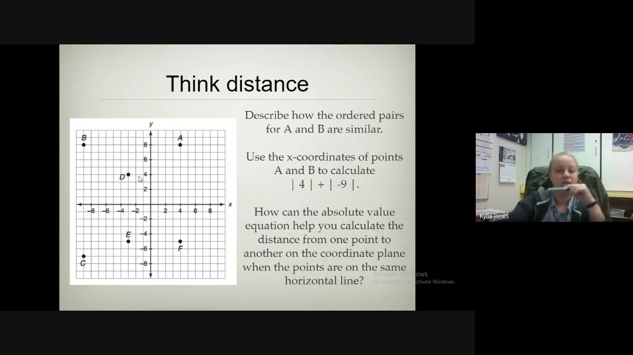Alrighty, so we're going to look at points A and B. I have those written down. If you have a piece of paper, you might want to write them down as well.